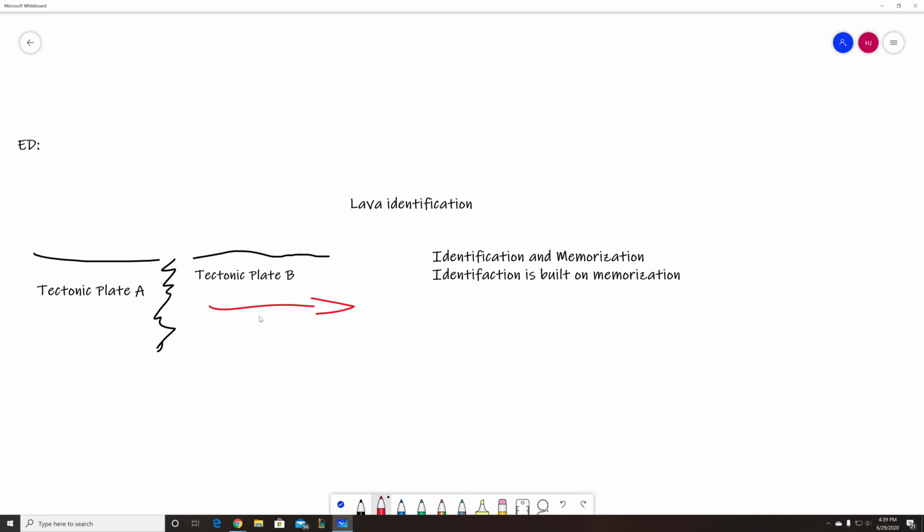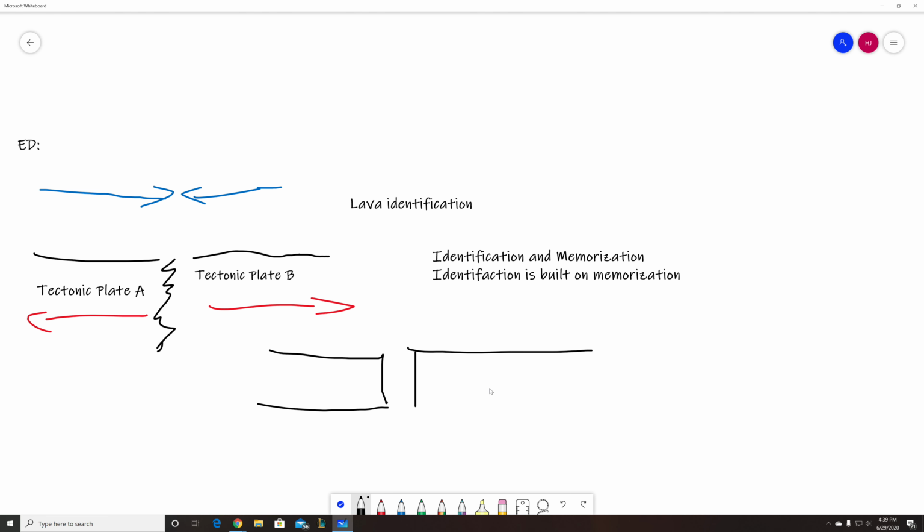Just like the name goes, divergent literally means to diverge. Convergent, which I'll show in blue, means plates coming together. And then transform: the easiest way to visualize this is two plates, this is so inaccurate, but one plate goes one way and the other plate goes the other way. These are the three types. It's very easy to memorize: divergent, convergent, and transform.